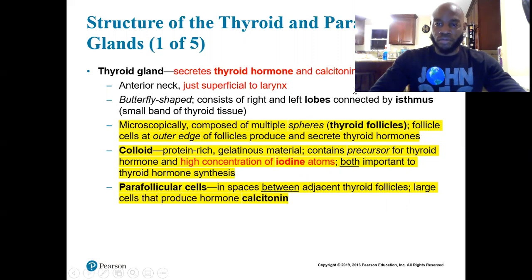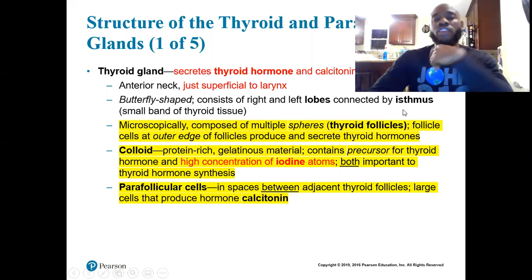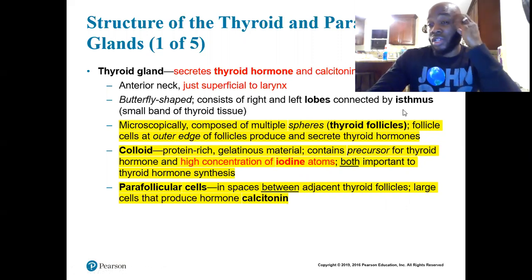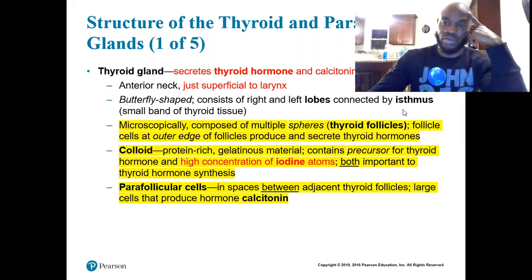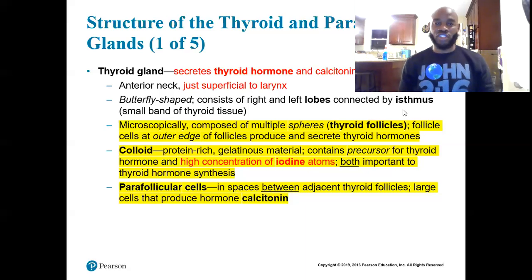All right, so let's go through the slides. So starting off with the structure of the thyroid and parathyroid glands. Your thyroid gland secretes thyroid hormone and calcitonin, okay? Two very important hormones that your body uses for your metabolism and for control of your calcium levels in your bloodstream.